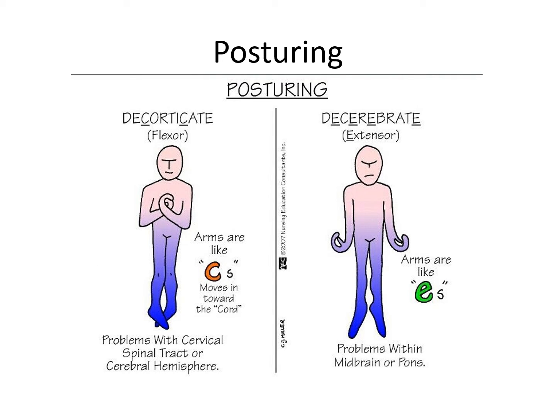Here is one other slide just to help you remember and to review the characteristics of these different posturings that can occur with our patients. And the decerebrate and decorticate, decerebrate being the worst, this person has problems in the midbrain or pons of the brain stem. Okay, and typically if it's decorticate flexing, it is a problem with the cervical spinal tract or cerebral hemispheres. Okay, so there's a difference there.